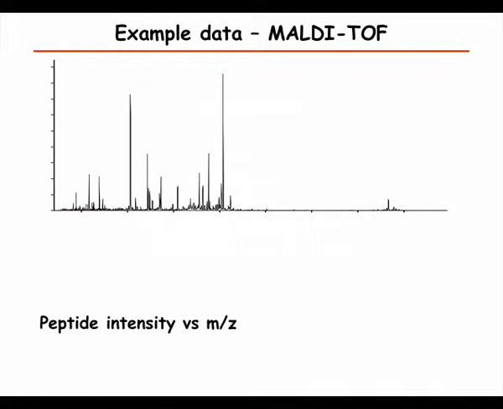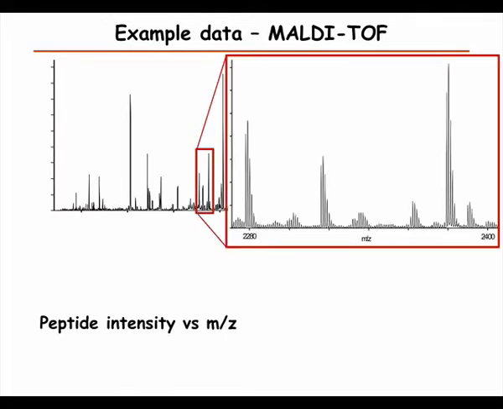So here the structure is rather simple. We have peptide intensity versus mass to charge. And if we look in one region, we see that we have many peaks, but we can nicely see the isotope envelopes of the peptides. That's the other thing: peptides don't just show up as one peak, because we have heavier isotopes naturally abundant. So they usually show up as a group of peaks.